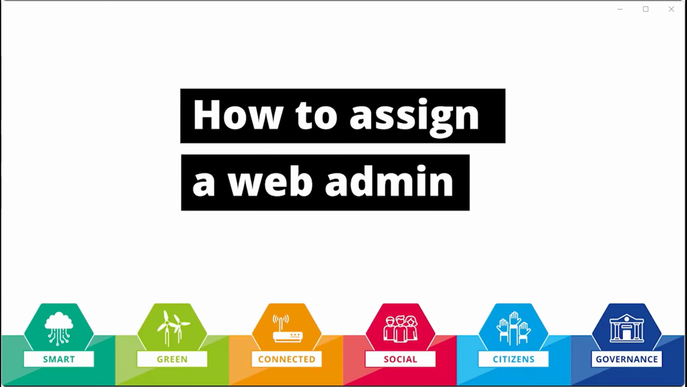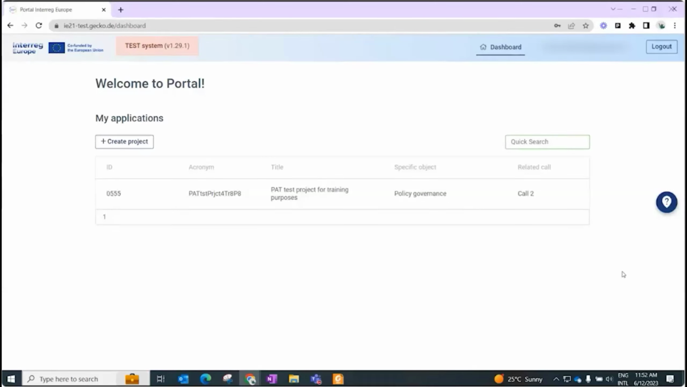How to assign your website administrator. The role of website administrator is assigned through the portal, which is our project monitoring system. This is where you created your project and where you will do all your reporting. Only the people with admin rights to your project can add a website administrator. And this is usually your lead partner, but it can be other people as well.